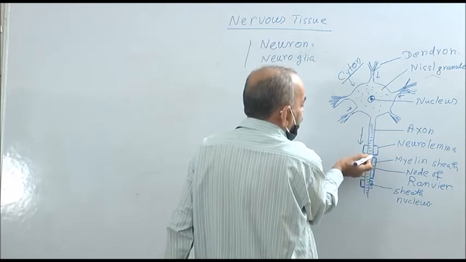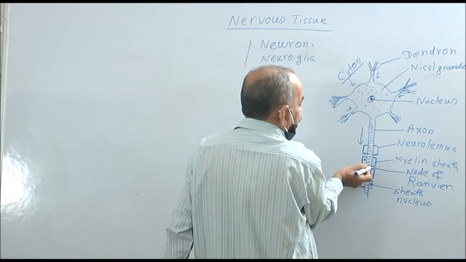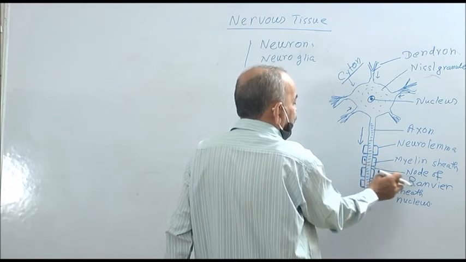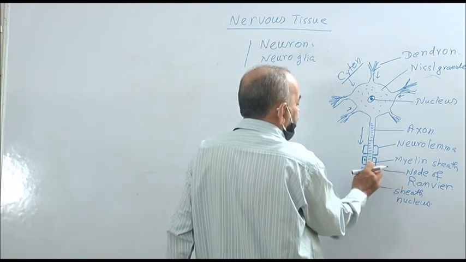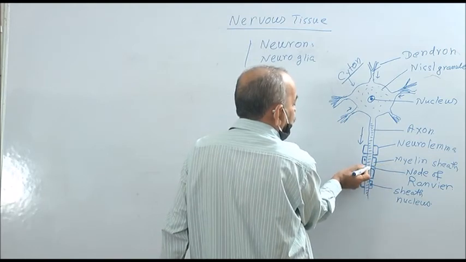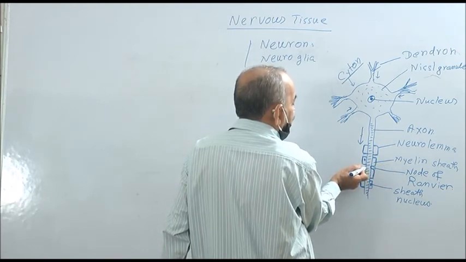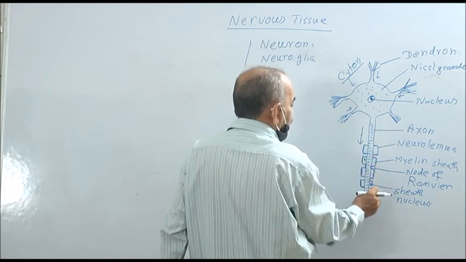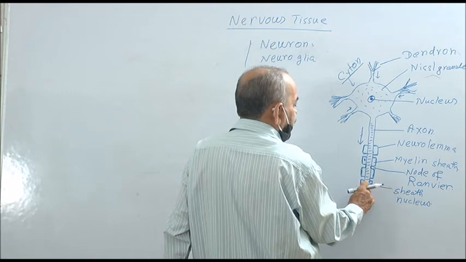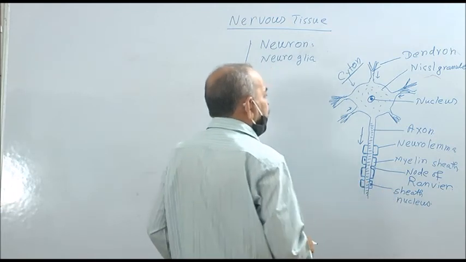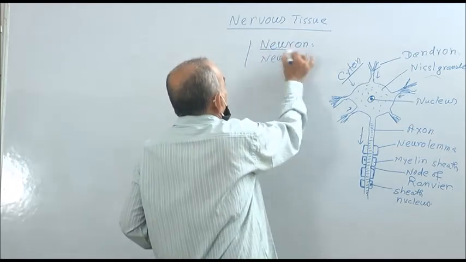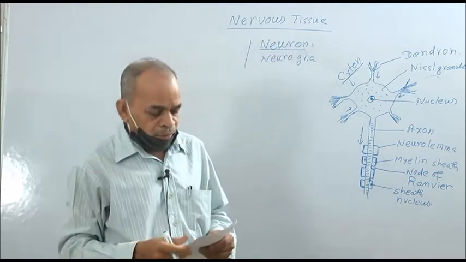So, the myelin sheath here you can see is absent, it looks constricted, and these constrictions are known as nodes of Ranvier. Here the neurolemma is in direct contact with the axis cylinder. So, this is the axis cylinder, and this is the nucleus which is present in the sheath, that is known as sheath nucleus. So, this is a neuron, the nerve cell.